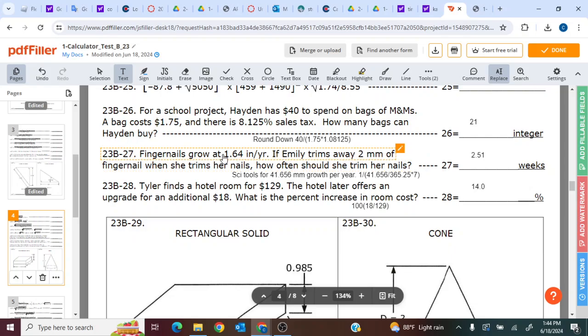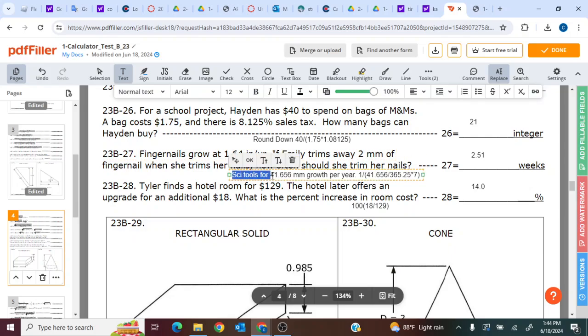27. Fingernails grow at 1.64 inches per year. Emily trims away 2 millimeters of fingernails when she trims them. How often should she trim them? Well, first you have to figure out how many millimeters her fingernails grow in a year. So go to side tools for that. Apps, side tools, unit converter, length, and convert to this many millimeters growth per year. Then you can figure out how many millimeters her nails grow per day, which is this value.